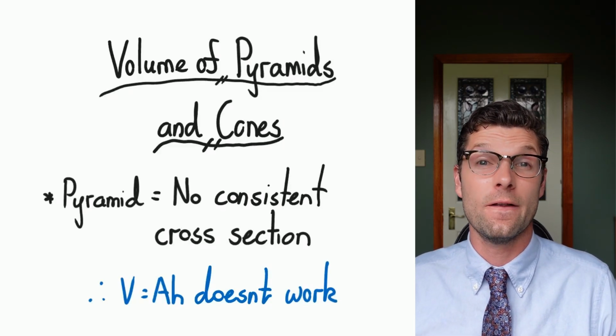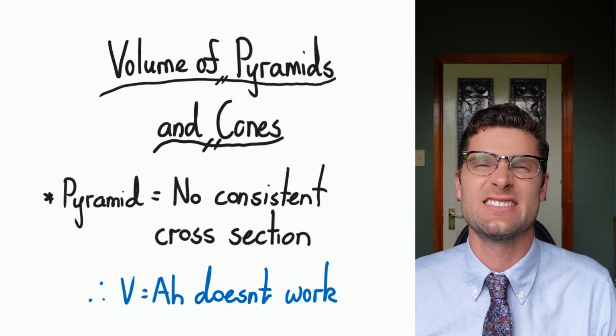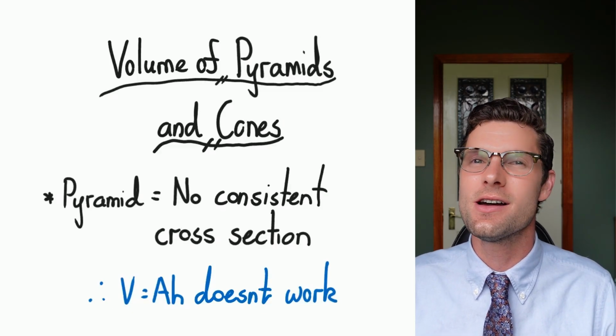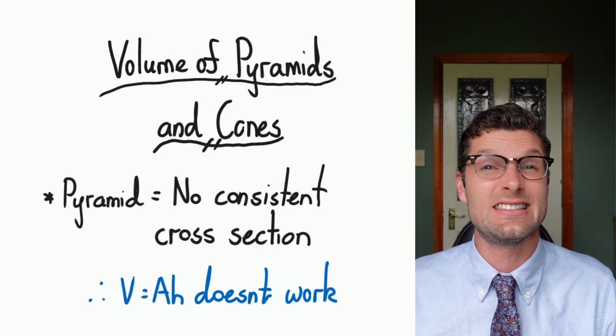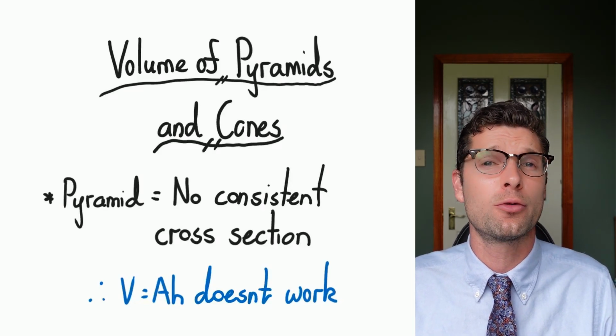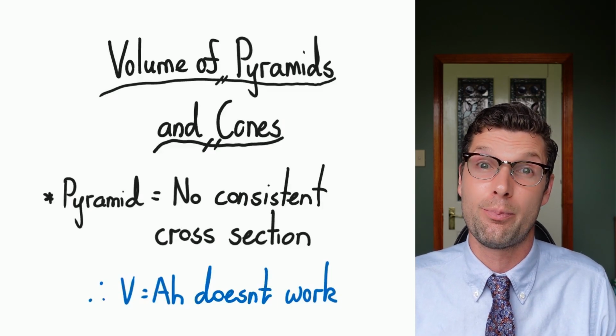Today we're going to look at the volume of pyramids and cones. They actually have the exact same formula, so we can lump them together. The annoying thing about pyramids is that they don't have a uniform cross-section like we did with prisms.